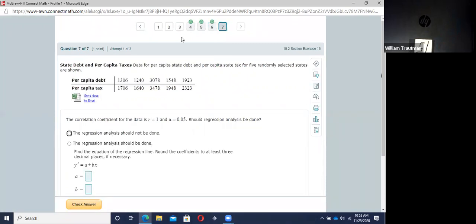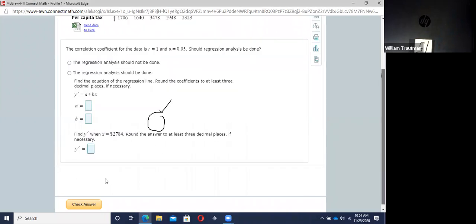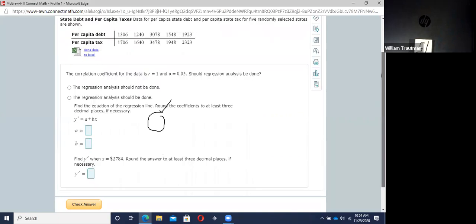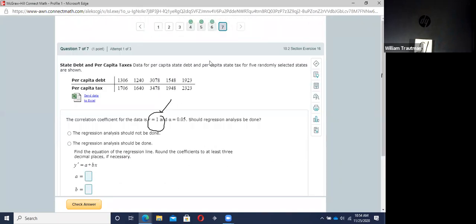And should the regression be done? Yes, because R is a perfect 1 again. And that's it. Then they want you to do the predictor. So we did a couple of these in the homework. There's only 7 or 8 problems in the homework. You got to know how to use this calculator.